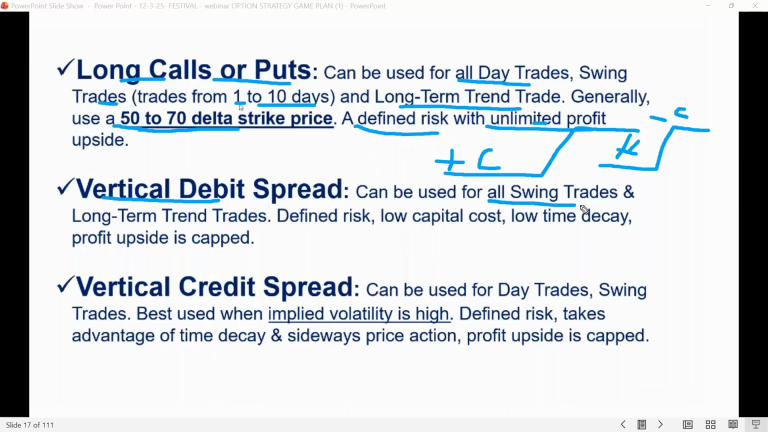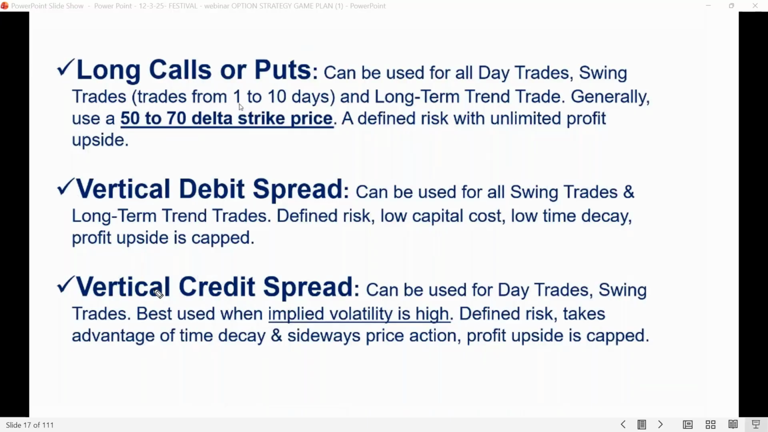So these can be used for our swing trades, or these can be used for longer term trend trades as well. But they're great because they are defined risk. So the debit paid will be your total risk, lowers the capital cost that you're putting up, lowers your time decay, but the profit upside is capped. So you've got a downside cap as far as the loss, which would be your debit paid, and your upside is capped. But these are a great strategy, and typically you can get 1.5 to 2 to 1, maybe even 3 to 4 to 1 when you're doing vertical debit spreads. So these are spreads that we do a lot of at Power Cycle Trading.